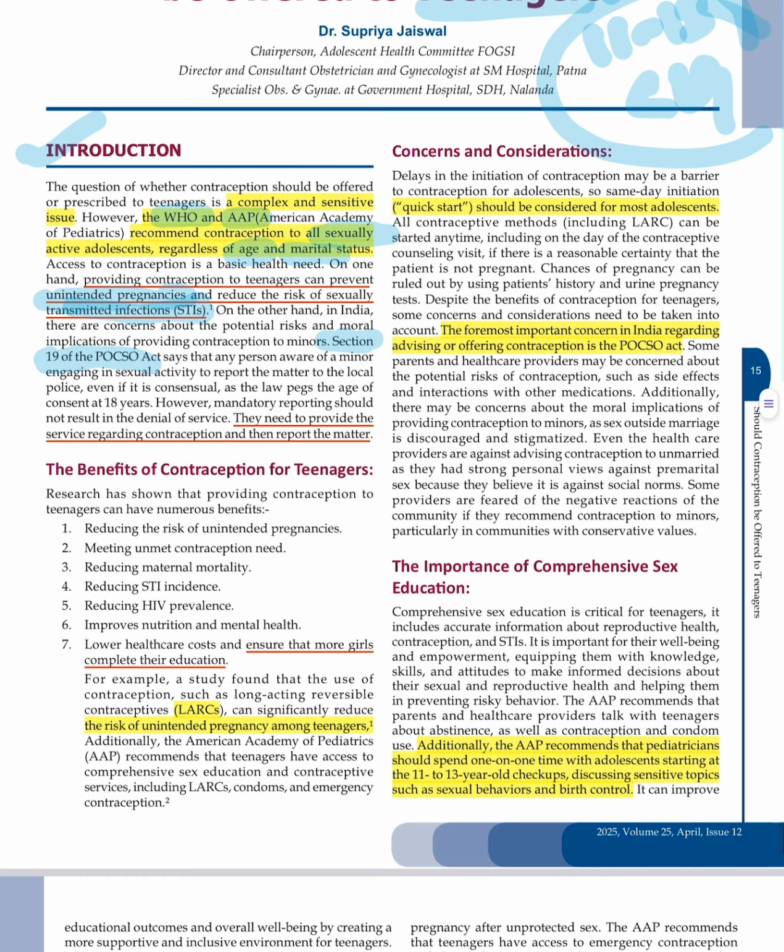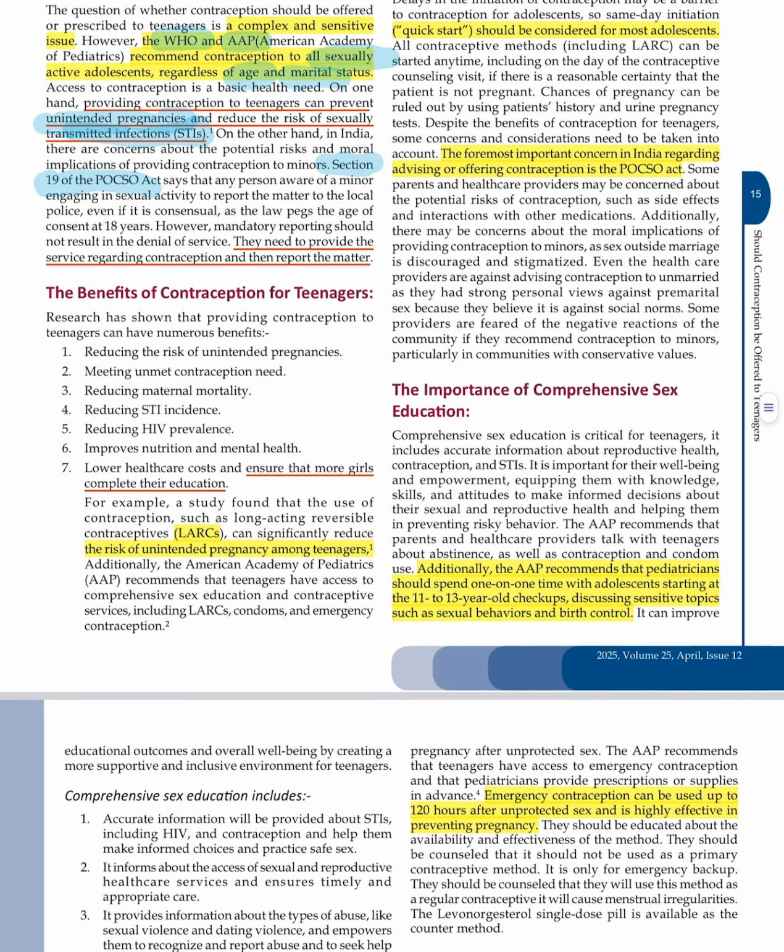So what are the benefits of contraception for teenagers? We can reduce the risk of unintended pregnancy. We can meet the unmet needs of contraception. Maternal mortality is reduced, STIs are reduced, HIV prevalence is reduced. It improves nutrition and mental health. See, contraception includes condoms also, which we will give, so HIV prevalence will be reduced. It lowers healthcare cost and more girls can complete their education instead of suffering from these health issues.